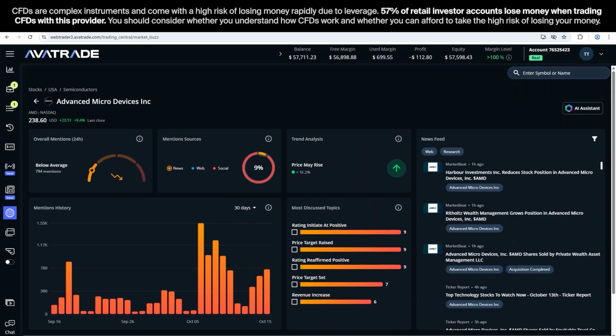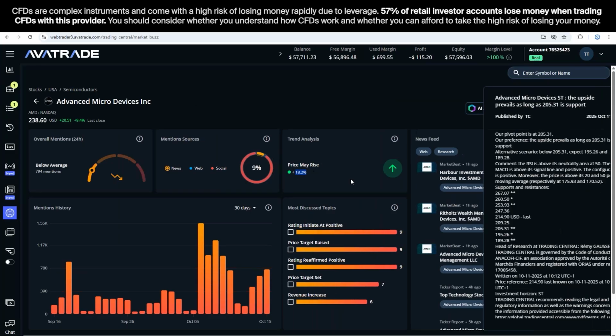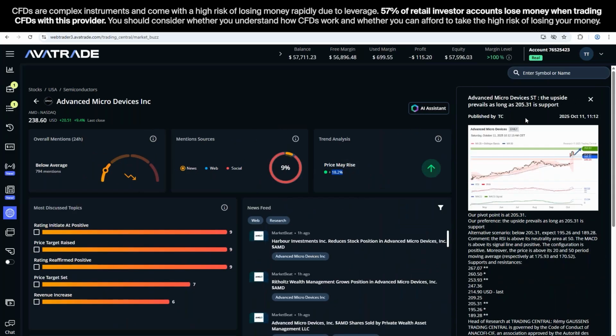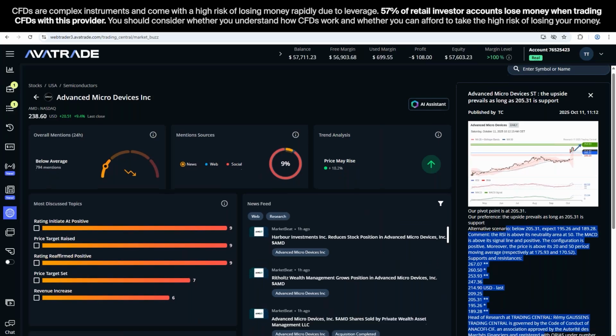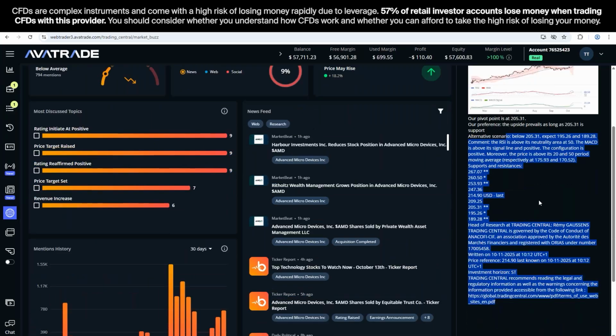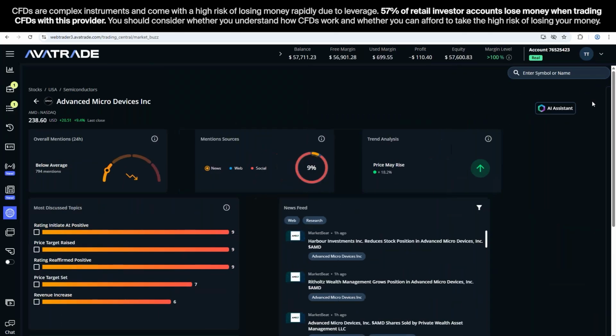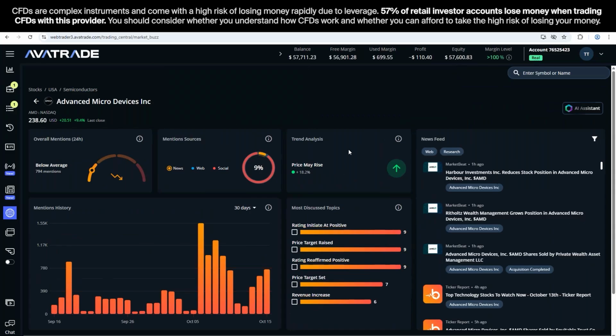You see price may rise 18%. So you can get the technical breakdown. You click here and you get the technical setup. It shows you the take profit up here on 263. It's expected to climb. It breaks down the technical aspect of things here. So the technicals are there, and you say, okay, the signal says buy.